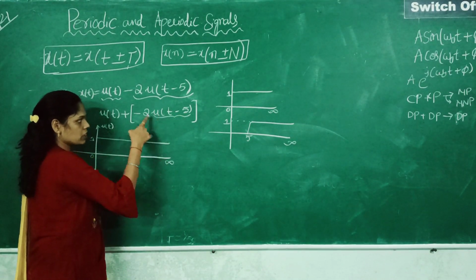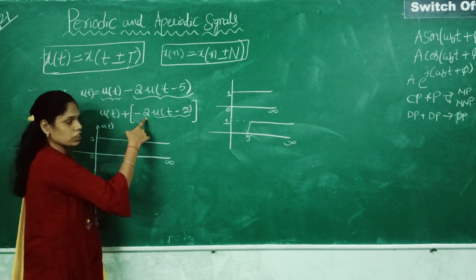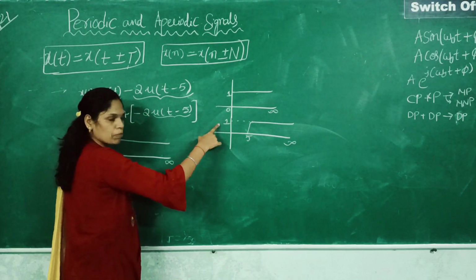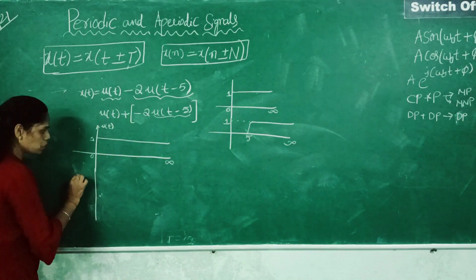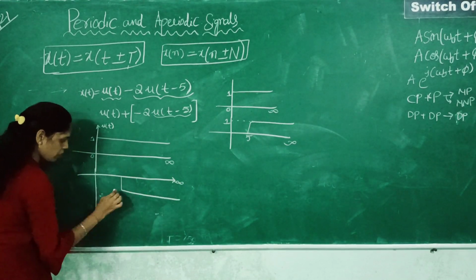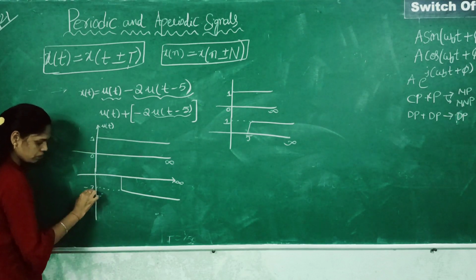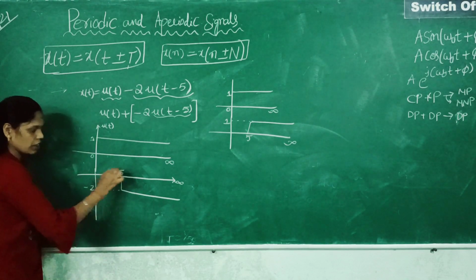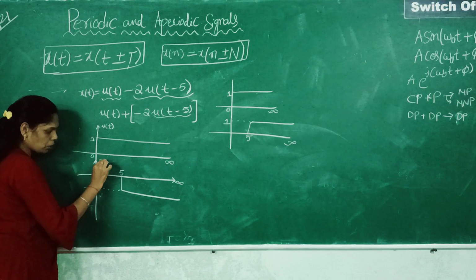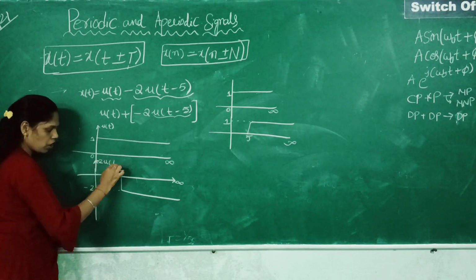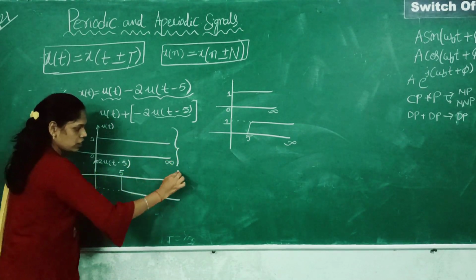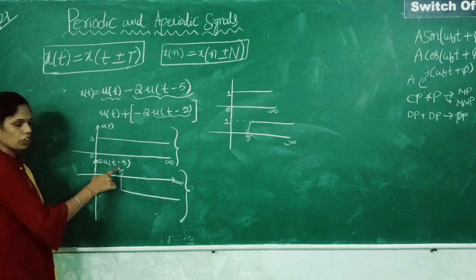Now the u of t minus 5 is multiplied with minus 2, so the amplitude 1 is multiplied with minus 2. What you get here is 1 into minus 2, having the limits 5 to infinity. This first one is u of t, and this one is minus 2u of t minus 5.